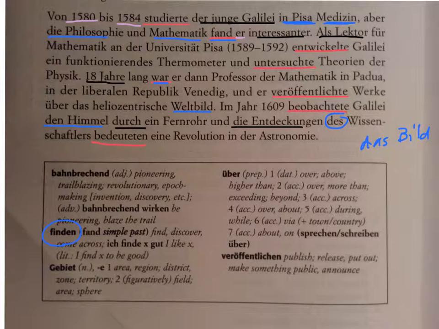Now, meant there, bedeuten literally means to mean something. Was bedeutet das? What does that mean? But in this sentence, bedeuteten means more that they signified.